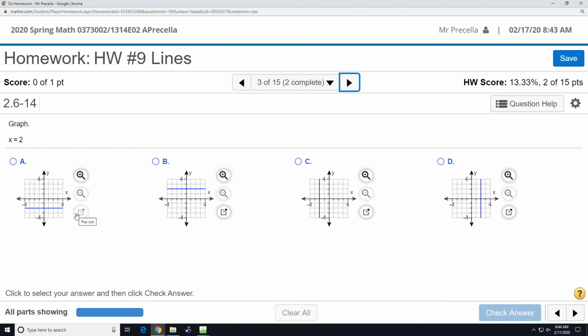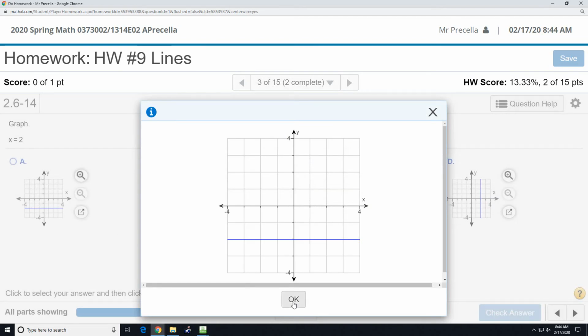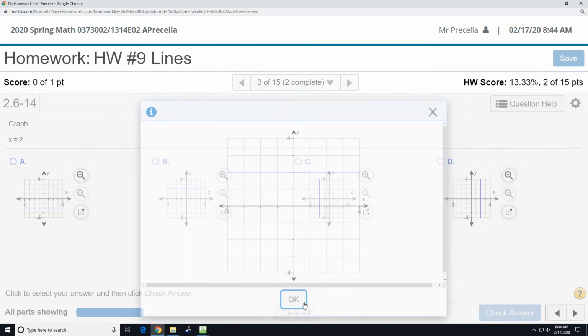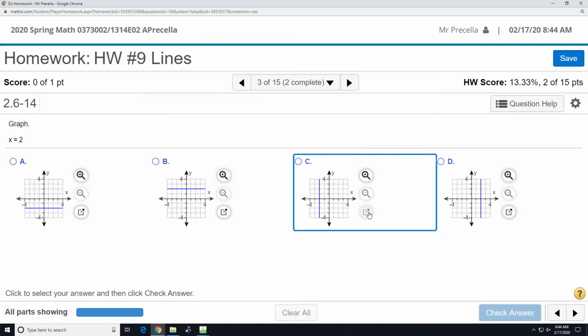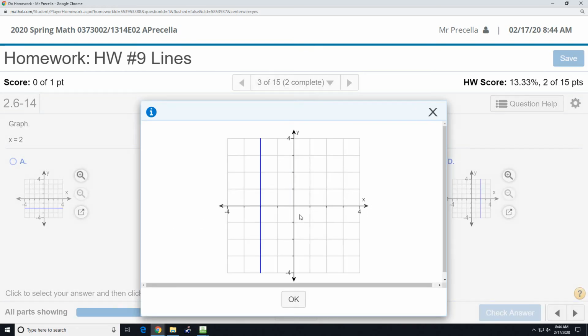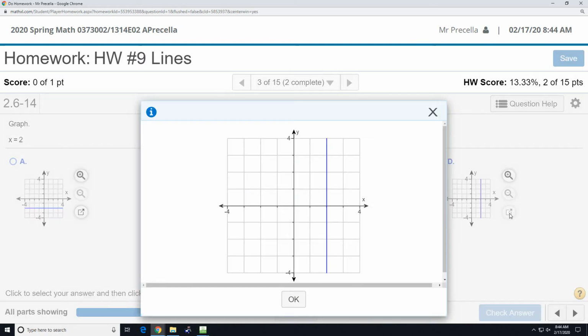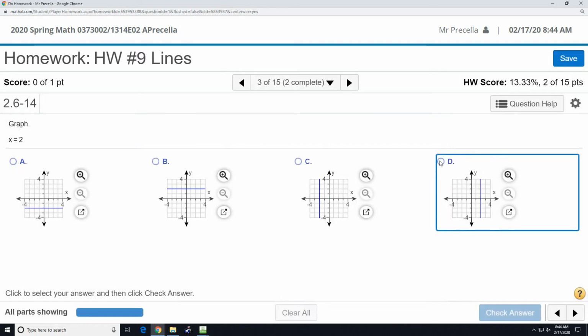Let's see, which one is it? It's sure not A or B. You'll see it. That's a horizontal line. B's a horizontal line. Looks like this one is passing through the x-axis at -2, so it's not that one. It better be D, is it? Yeah, it's passing through the x-axis at 2. That's D.